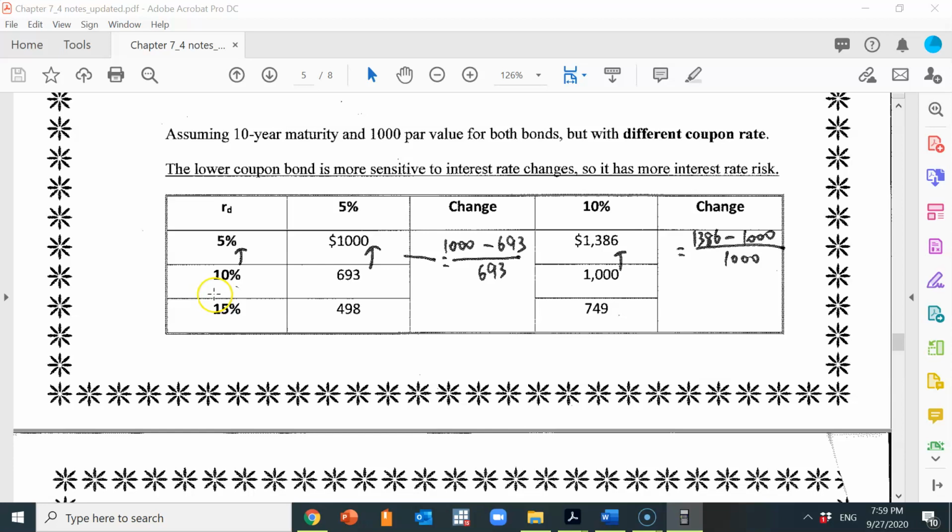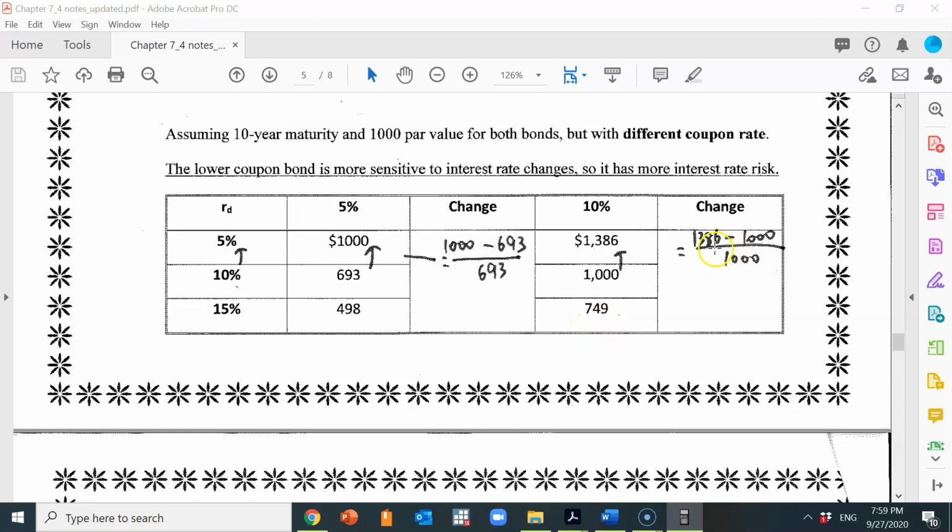Again, here our RD can change from 10% to 5% or to 15%. For the 5% coupon bond, the price can increase from 693 to 1,000 or decrease to 498. We can use the change in price, 1,000 minus 693, divided by the original price 693, to calculate the percentage change. And for the 10% coupon bond, it could increase from 1,000 to 1,386 or decrease to 749.